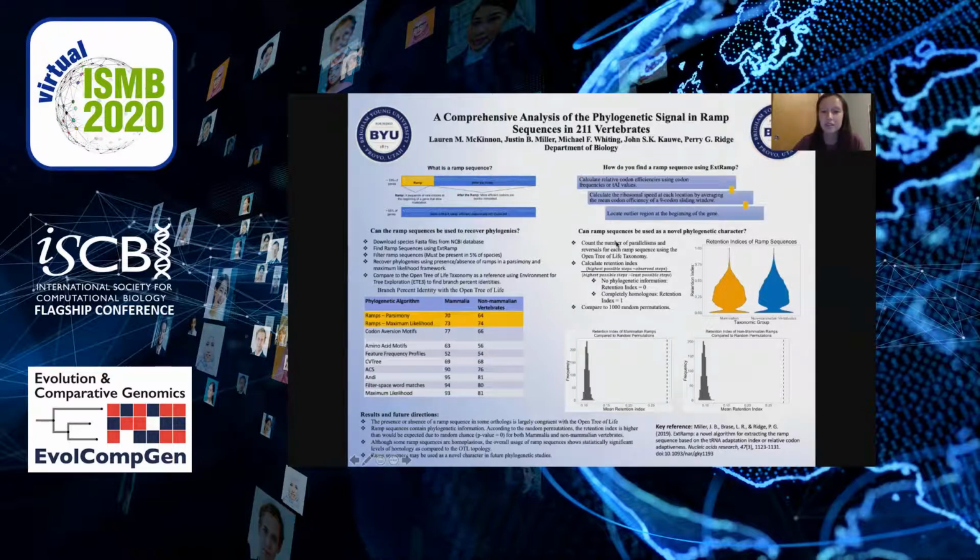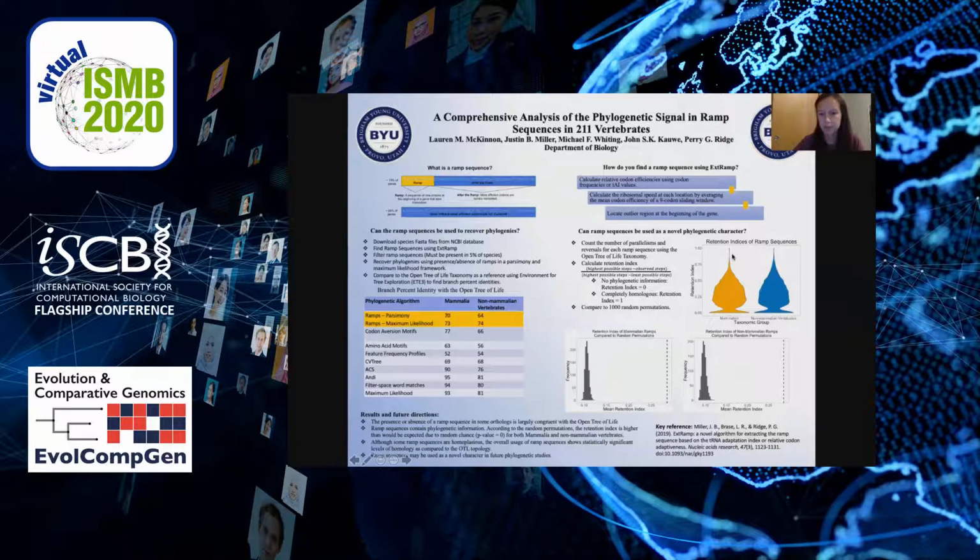We also investigated ramp sequences and if they have a use as a novel phylogenetic character. And we went ahead and scored each ramp sequence in each ortholog to determine if it was a good character. So for each ramp sequence, we mapped it to the Open Tree of Life taxonomy, and we counted the number of origin and loss events for that particular ramp sequence. And using this, we calculated the retention index. And a retention index of 1 means that the ramp is completely homologous, whereas a retention index of 0 means that it has no phylogenetic information.